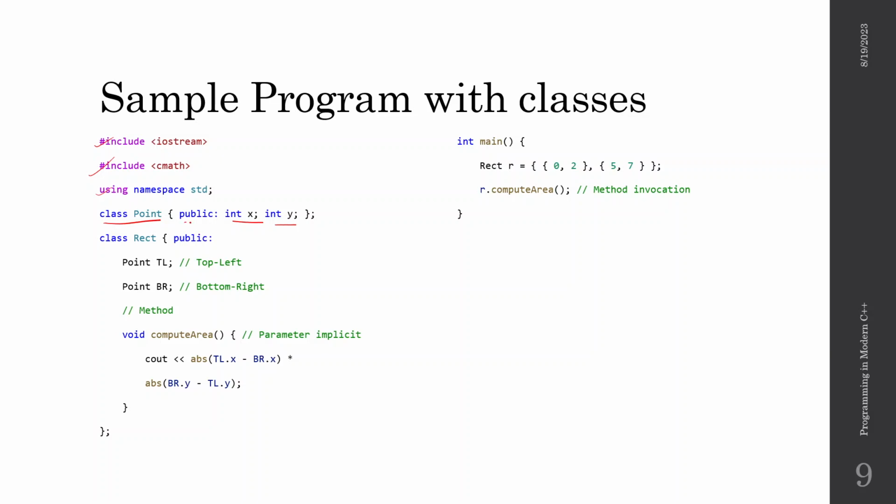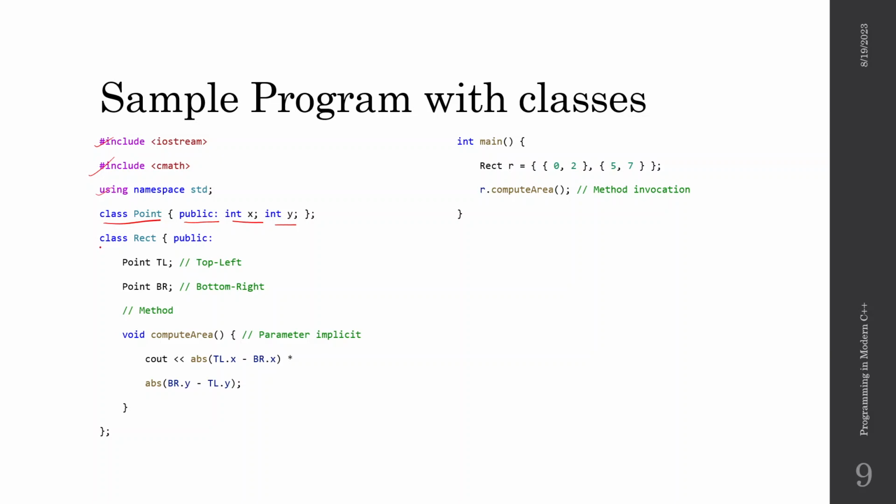Now what is this public? The public means that these data members are accessible externally. Outside the class also we can use the dot operator to access these data members. In case these were private, then it would not be accessible. It would be a compiler error. So now we have defined this point class.